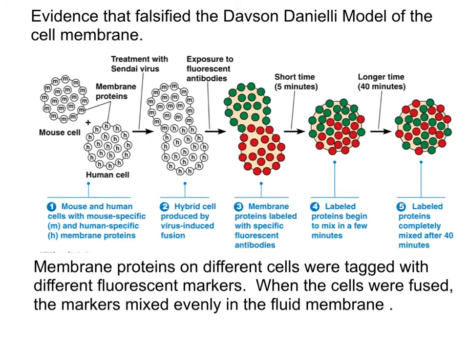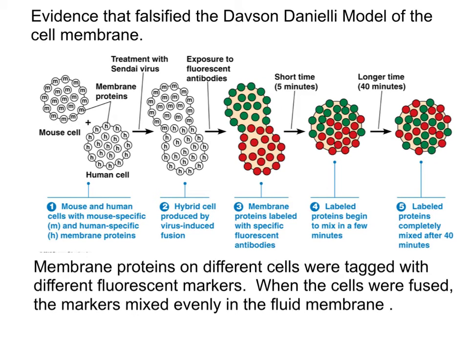Now, further evidence that falsified the Davson-Danielli model was done with fluorescent dyes on proteins embedded in the membrane on different cells. So here we have a mouse cell and a human cell. We have membrane proteins. And these proteins were then exposed to fluorescent antibodies, different colors, in each of the two different cell types. And then the two cells were fused.